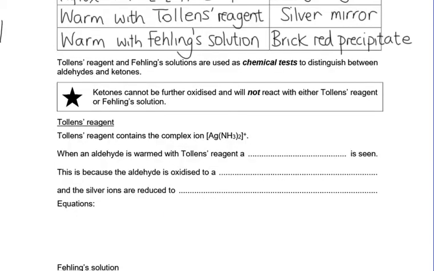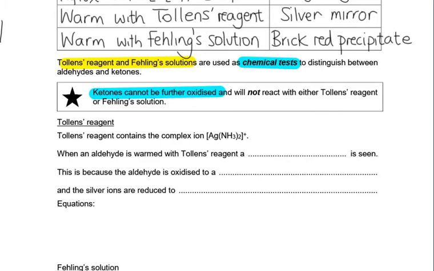That's just a little reminder that those last two, Tollens' reagent and Fehling's solution, are functional group tests that allow us to tell the difference between aldehydes and ketones, because ketones cannot be oxidized. There are no hydrogens on the functional group carbon that can be removed, and therefore they cannot be oxidized with Tollens' or Fehling's.